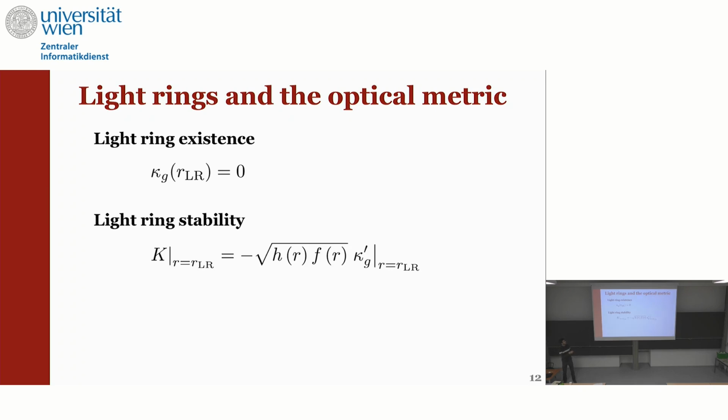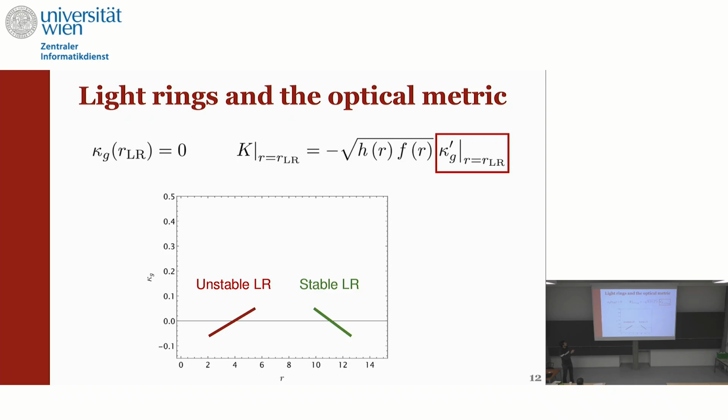The existence of the light ring implies that the geodesic curvature at a certain radius, because it will be a circular orbit, must vanish. And if we study the Gaussian curvature at the location of the light ring, given by solving this equation, we obtain this expression here. So the sign of this geodesic curvature will determine the stability of the light ring. If we plot this geodesic curvature for an arbitrary radius, at the roots of this function we will have a light ring, and the slope at which it crosses the axis will determine its stability.